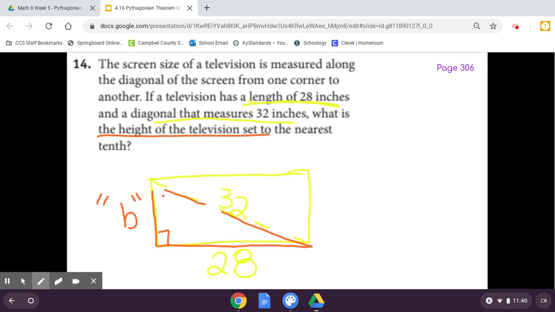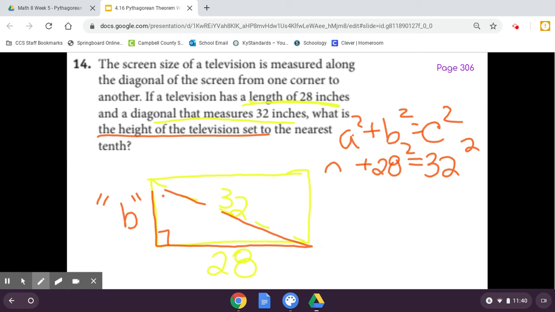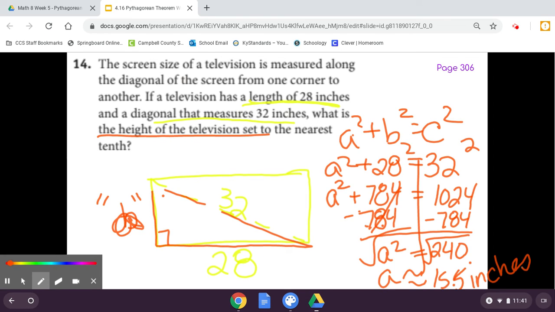All right, so this time, A squared plus B squared equals C squared. Well, 32 is our hypotenuse. 28 plus A squared. So we can call that A. It doesn't matter which one it is. Go ahead and solve that out.